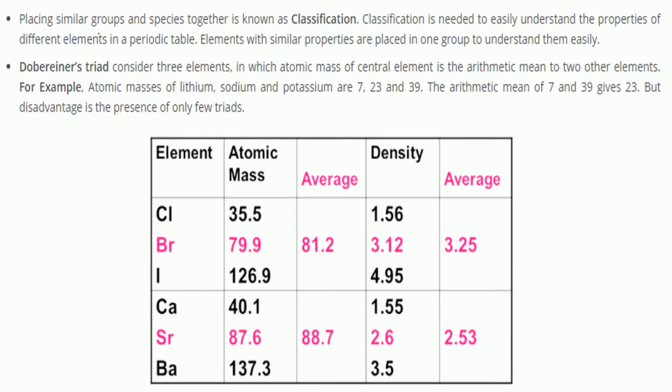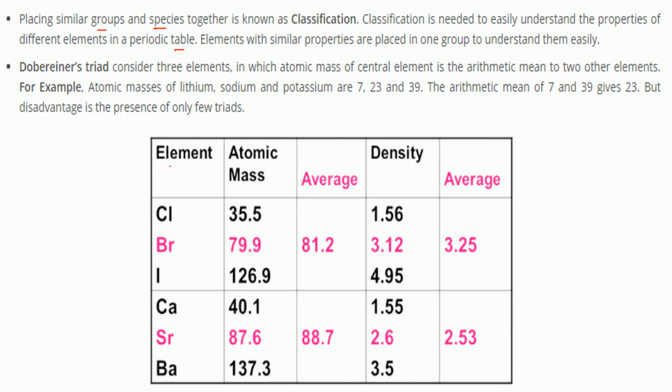So placing similar groups and species together is called classification. This classification is required in order to understand the properties of various elements in a periodic table. A table means rows and columns forming a representation of something. Elements with similar properties are placed in one group to understand them easily. Various scientists tried their best to make a table or to classify the elements.